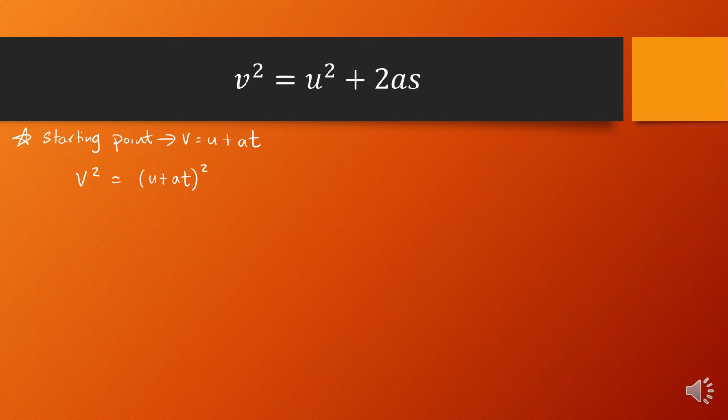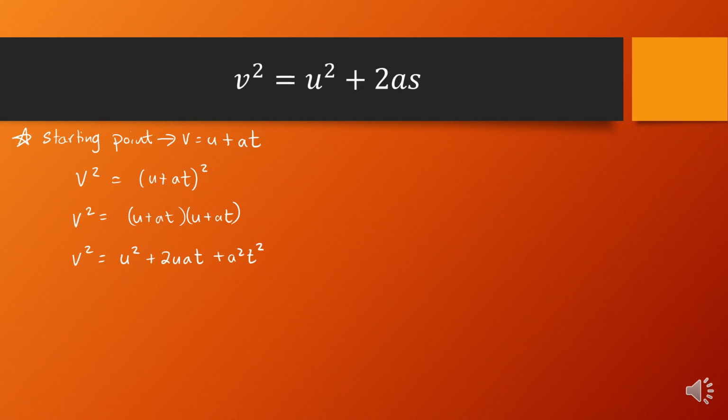Next thing is to mathematically multiply that out. Okay, so you can take your time, multiply it by itself. You can use as much or as little rough work space as you require, but what you'll get when you multiply those brackets by each other is u squared plus 2uat plus a squared t squared. Okay, alright. Now, let's have a look at that.